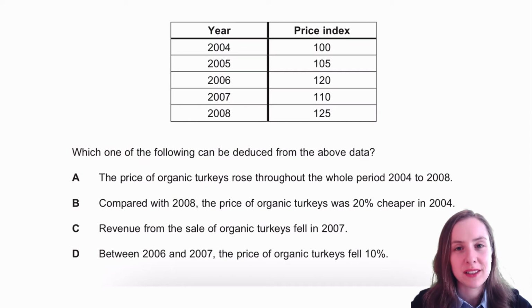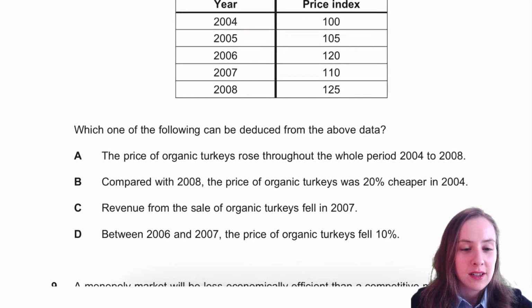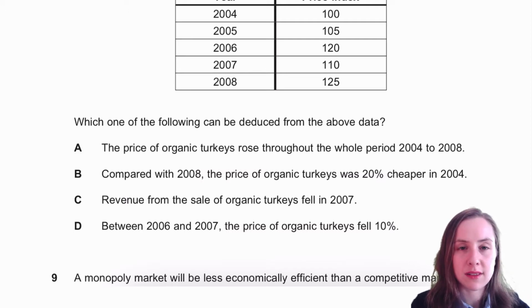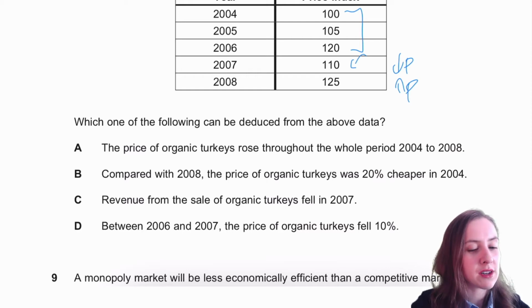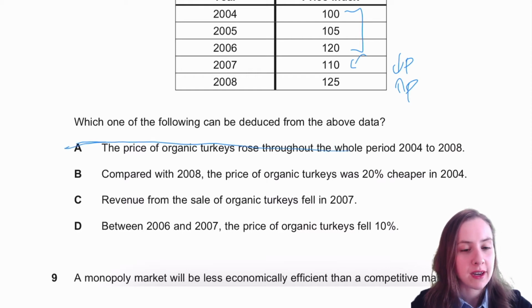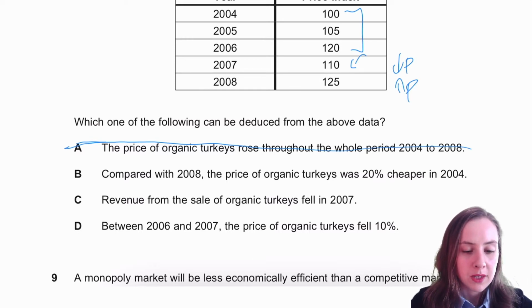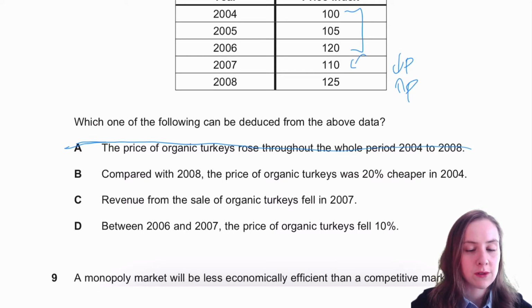Organic turkeys, index numbers, great. So we have turkeys that increased in price until 2006, and then they fell in 2007, but they increased again. Did not rise throughout the whole period. It fell because it fell from 120 to 110. Price of organic turkeys was 20% cheaper in 2004. I reckon this is the answer, so I just know their tricks.